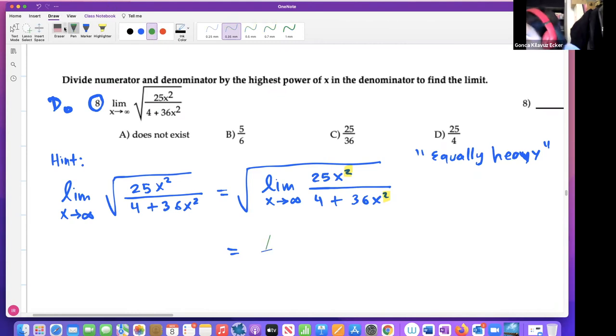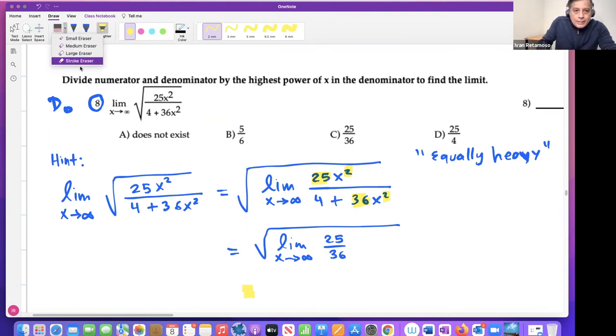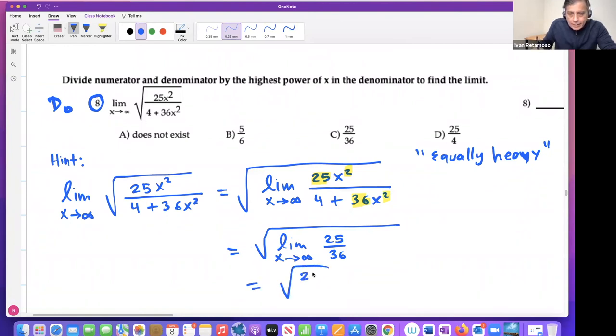Let me just back up here. Very good. So, because this is equally heavy, we will end up with the limit as x approaches infinity of 25 over 36, right? The numbers that matter are the leading coefficients, this and this. The other term will be 0 in the limit when you divide by x squared. Now, this limit, since it's a constant function, will be just equal to 25 over 36. Square root of 25 over 36.